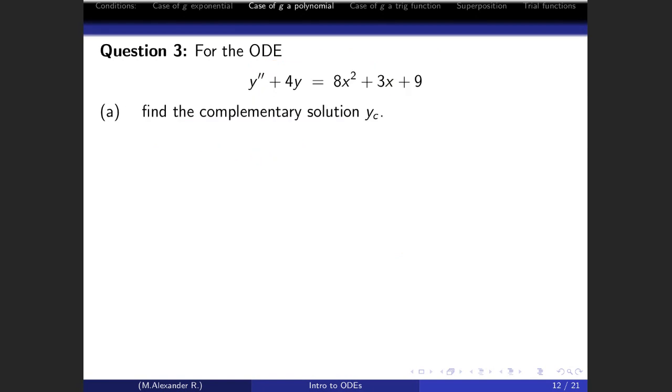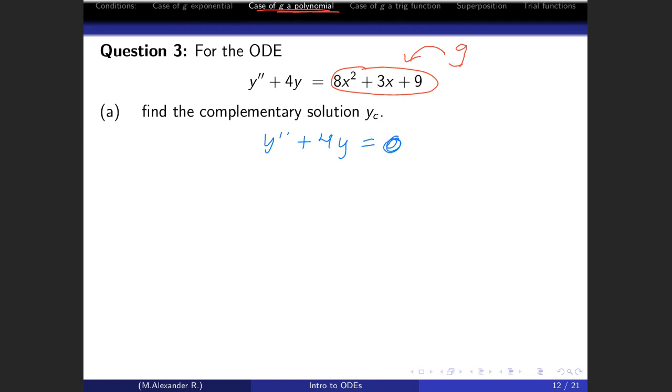All right, so now let me give you a different type of problem. Same setting, same method, but now we are in the case where we're going to have a polynomial. So this function that we have here, the g function, is a polynomial. And so now part A goes back to the question of finding the complementary solution. And for part A, we always go back to the homogeneous equation, okay? So y double prime plus 4y is equal to 0.